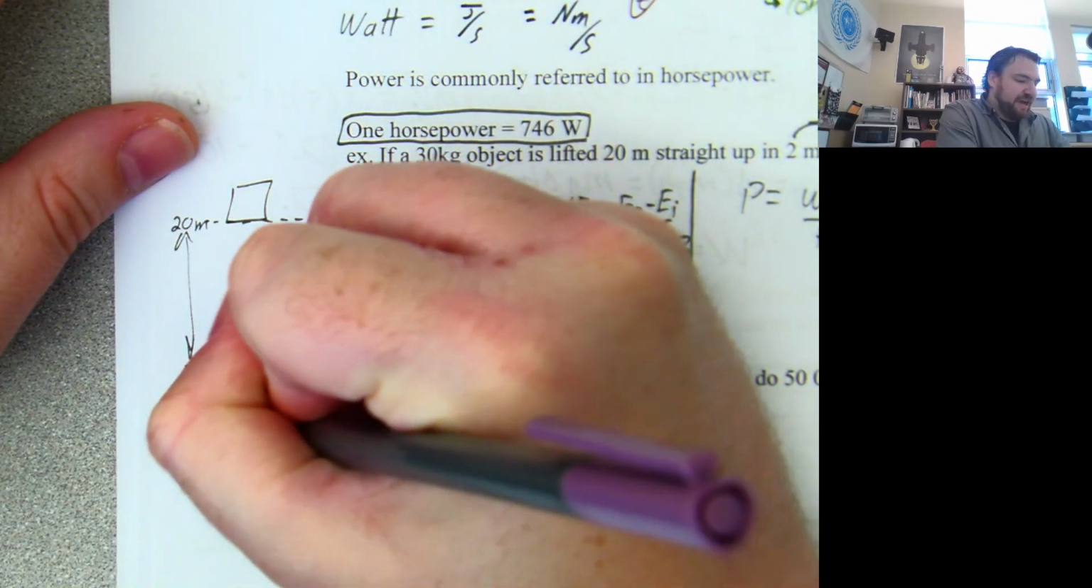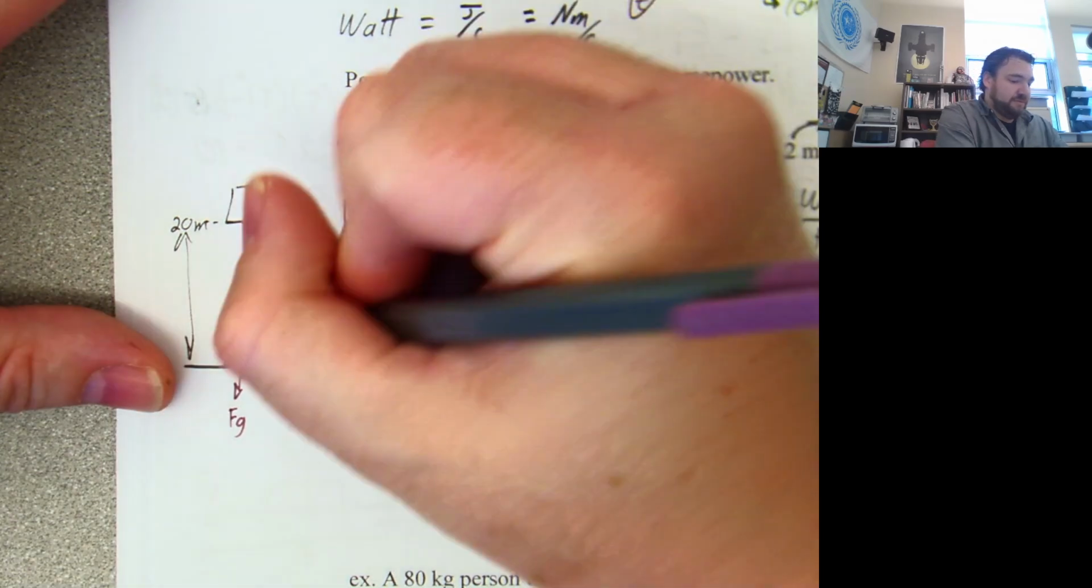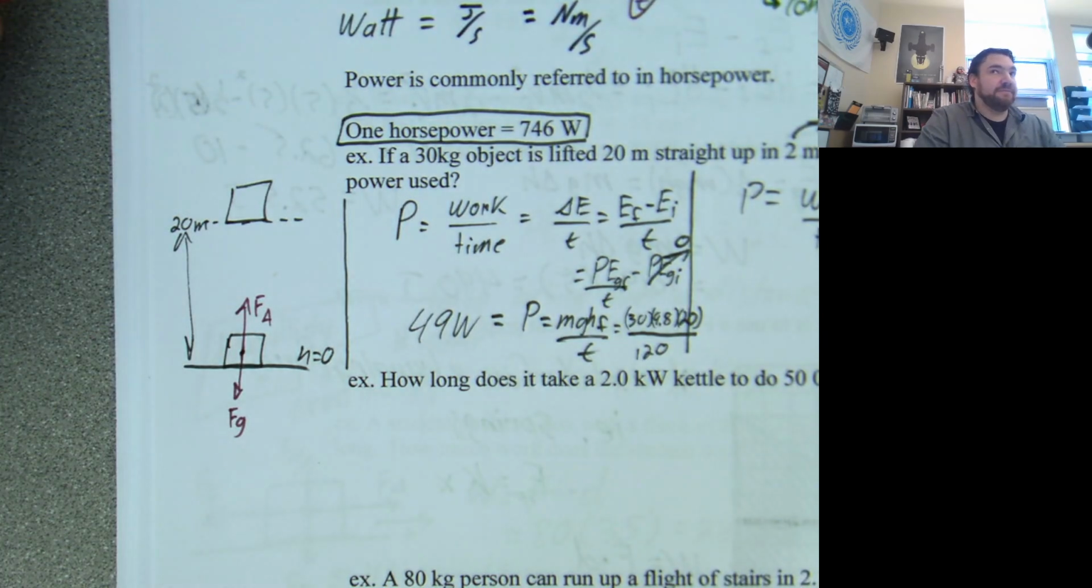There's going to be an Fg downwards, but we're lifting the thing. So as soon as it leaves the ground, Fn is gone. But to lift the thing up, there has to be an applied force up. So we're going to replace Fn with Fa, because as soon as the work begins, Fn's done. It's gone.